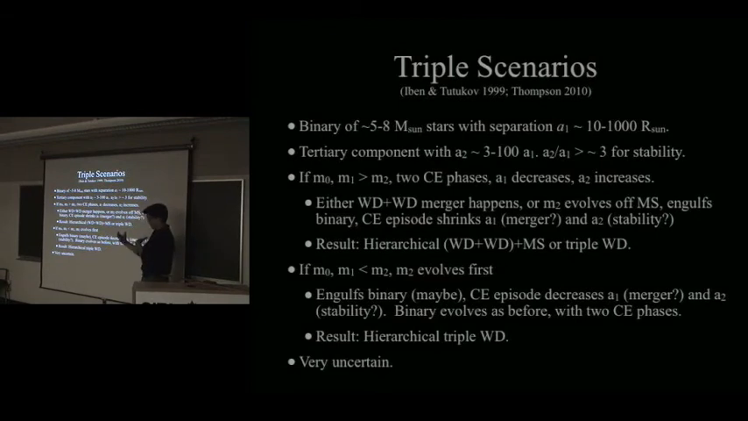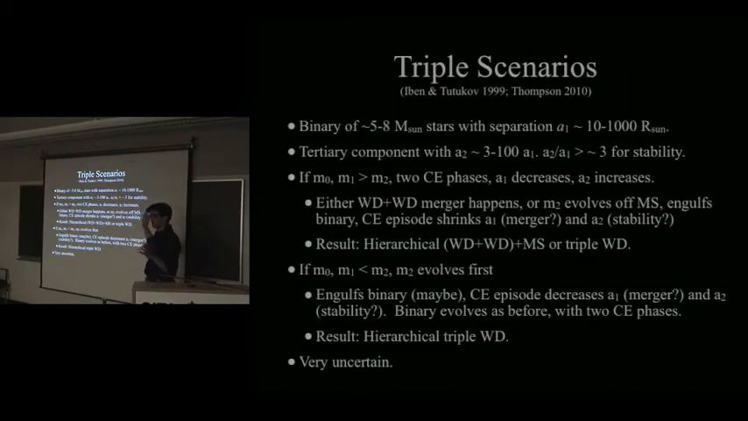It could even engulf. This would be scary. The white dwarf binary could be engulfed by the tertiary, in a triple common envelope evolution. But in the end, you'd be left with a hierarchical white dwarf binary with a main sequence companion, or a triple white dwarf. If M0 and M1 were actually less than the tertiary mass, then M2 would evolve first. You could then engulf the inner binary. You could have another common envelope evolution, and so on.